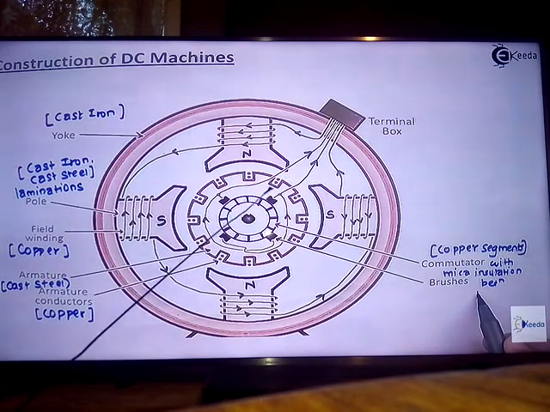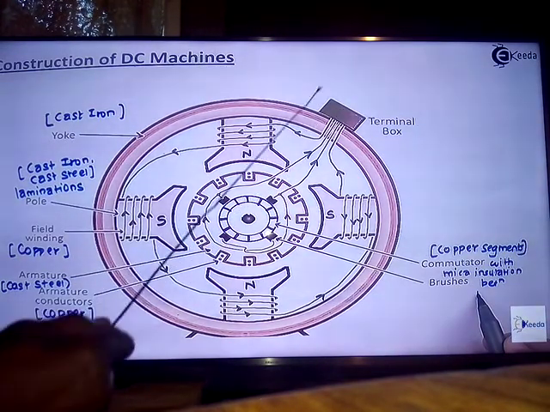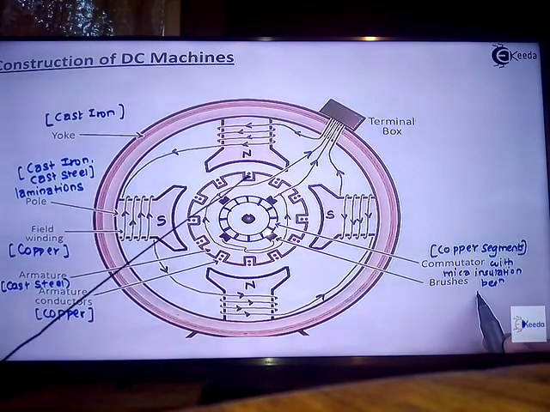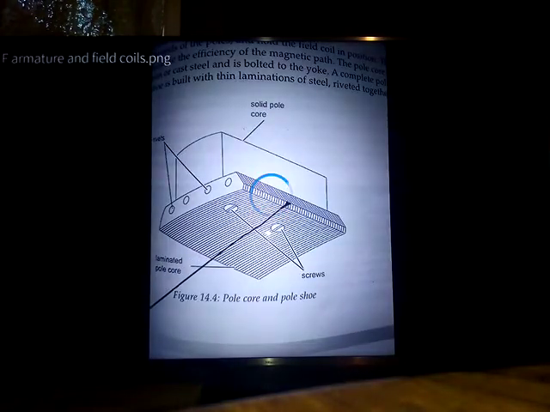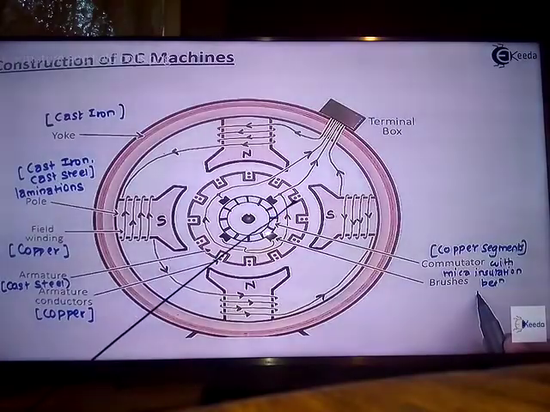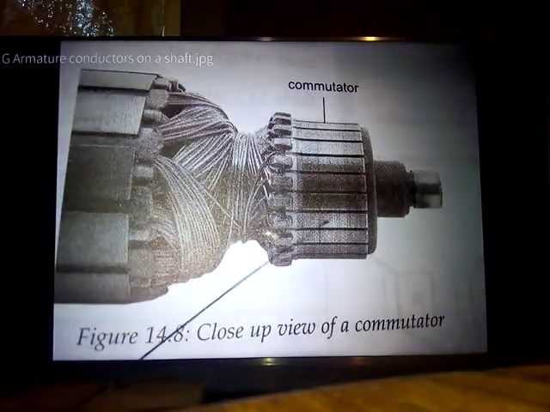And also it is connected to the external circuit. Our armature conductors are connected to the external circuit via a port here. This port is called a commutator. Let's go to a diagram that will show you a commutator.